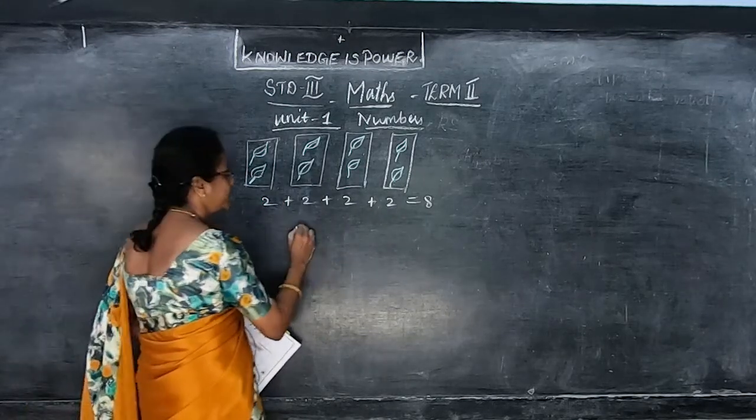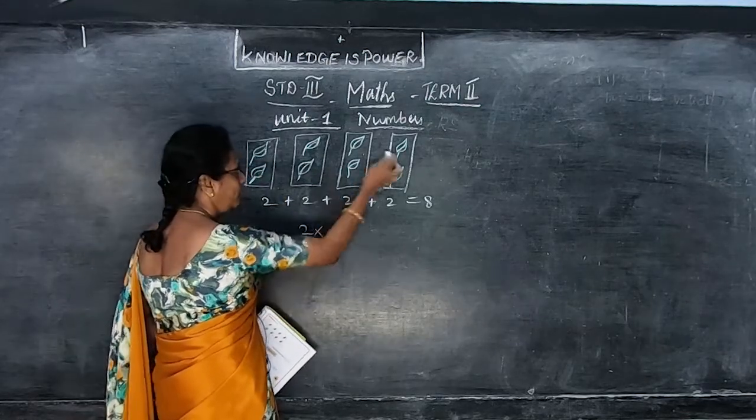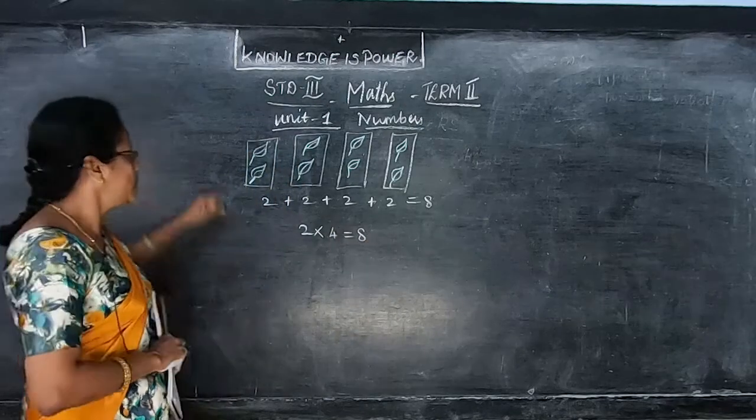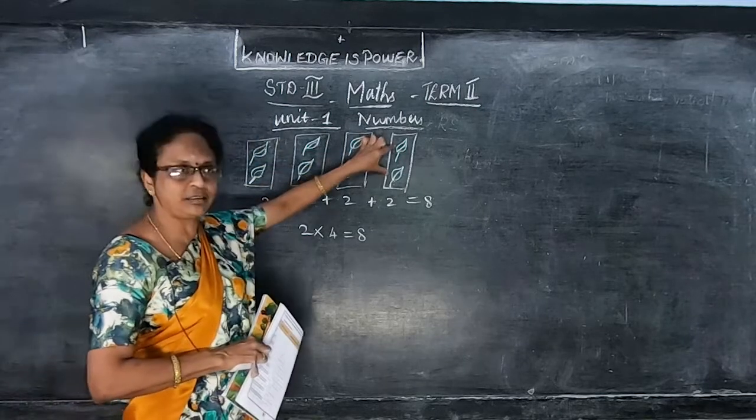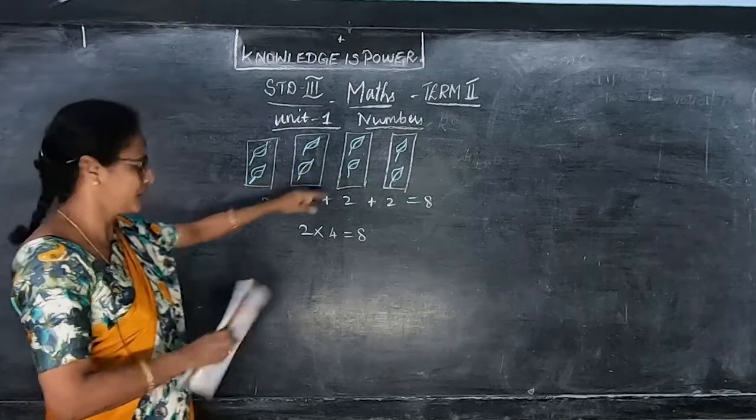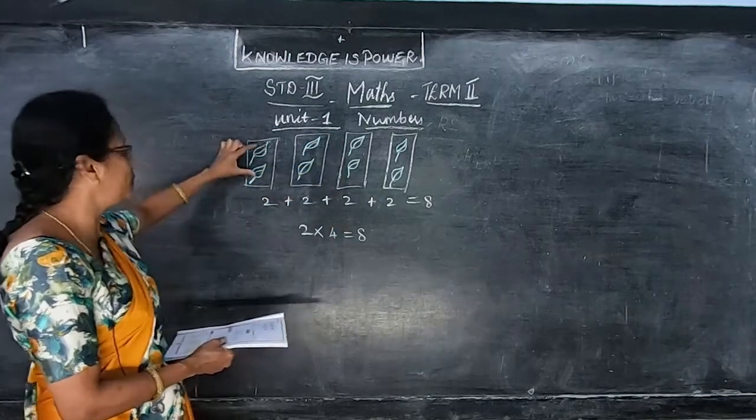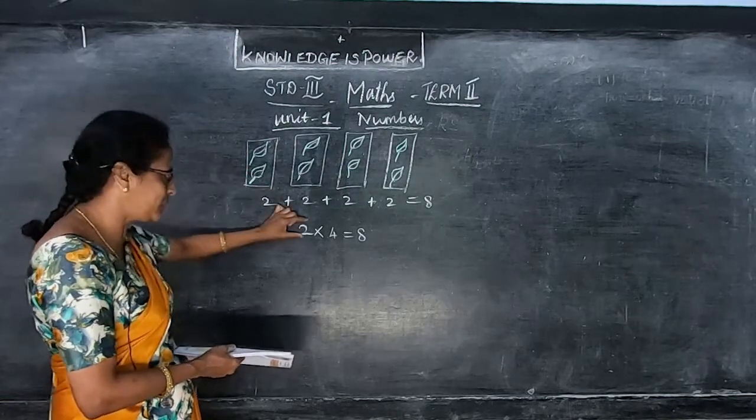So how to write this? Multiplicand. How many flowers are here? 2. So how many rows are here? 4. That is the multiplier. That is equal to the product. So 2 is the multiplicand. Multiplicand means how many things are given in each box. That is the multiplicand. Then multiplier, how many boxes are there? In each box how many leaves, how many apples, how many oranges, that only is the multiplicand.